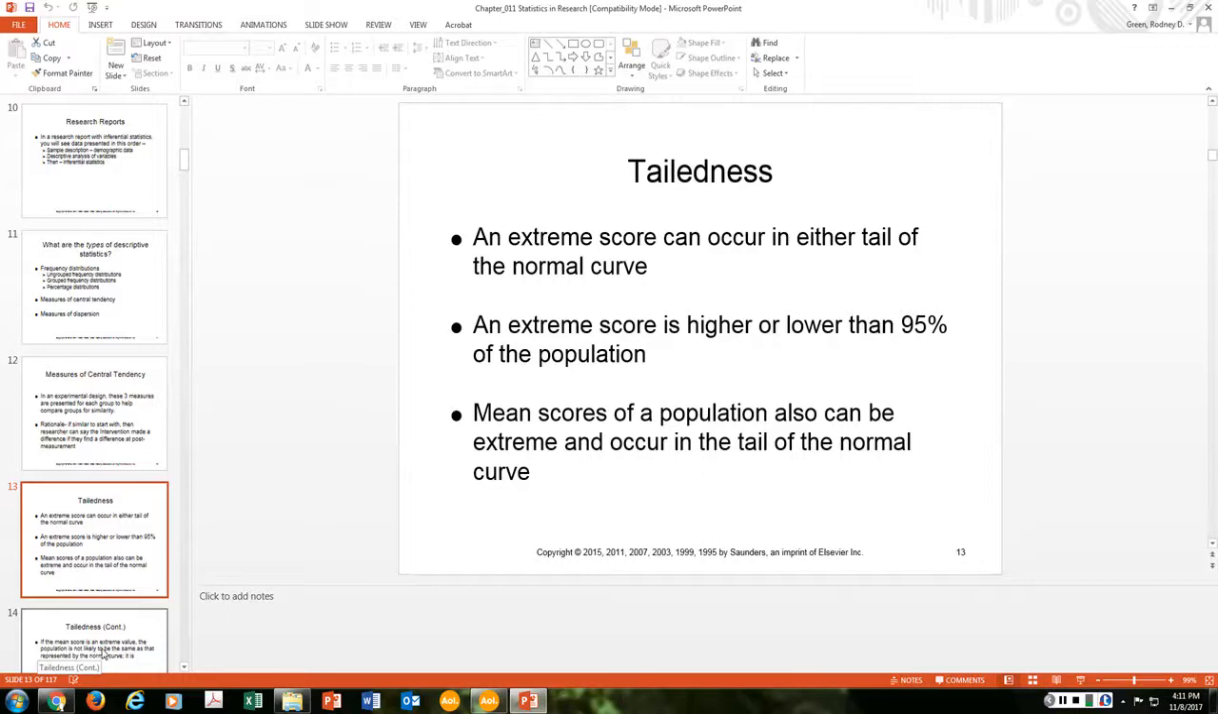Here we are talking about the normal curve. An extreme score can occur in either tail, on the left or the right, of the normal curve. An extreme score is higher or lower than 95% of the population. Mean scores of the population also can be extreme and occur in the tail of the normal curve.